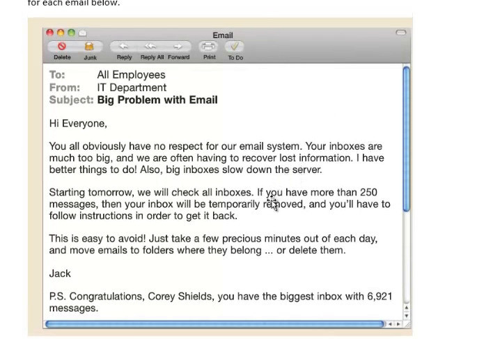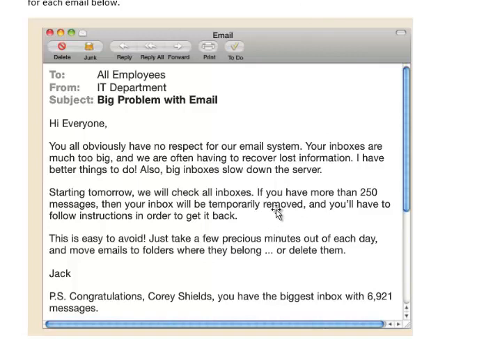Starting tomorrow, we will check all inboxes. If you have more than 250 messages, then your inbox will be temporarily removed, and you'll have to follow instructions in order to get it back. Kind of a run-on sentence and all that. This is easy to avoid. Just take a few precious minutes out of the day, move email folders where they belong, or delete them.